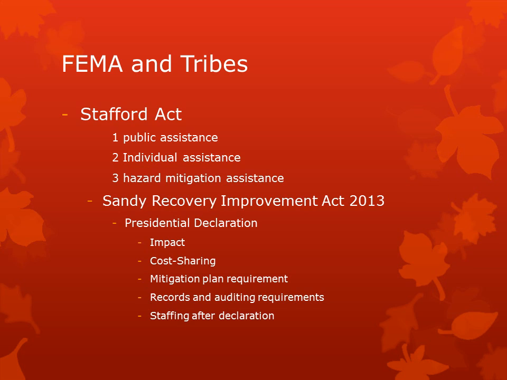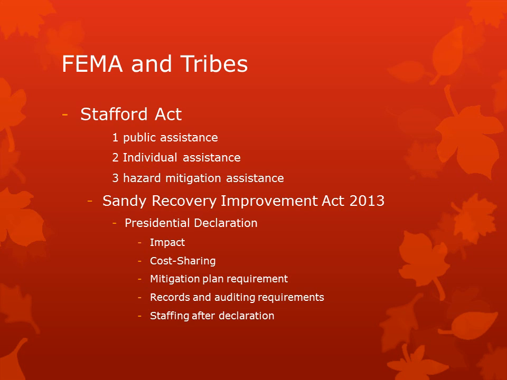The Stafford Act authorizes the President to provide additional assistance to local, state, and tribal governments for disaster response and recovery activities. Two types of declarations are possible under the Stafford Act: emergency declarations and major disaster declarations.